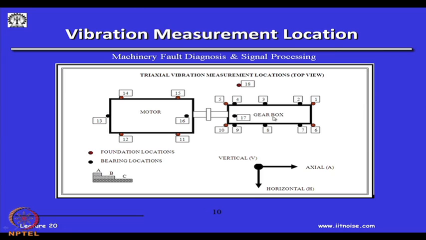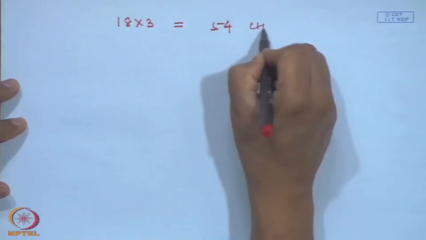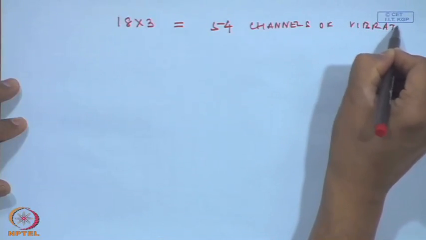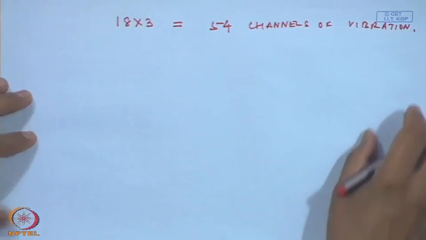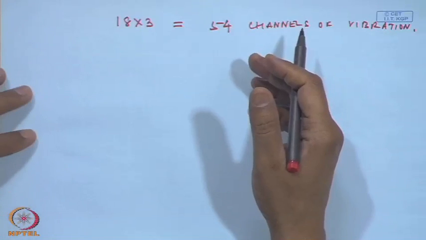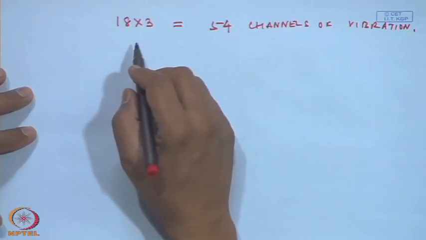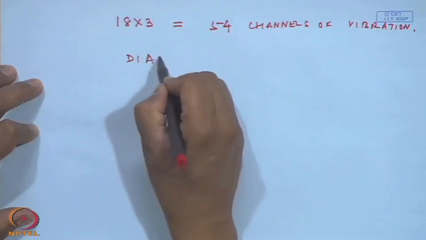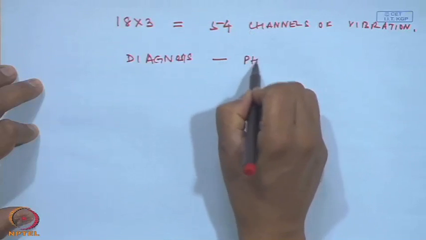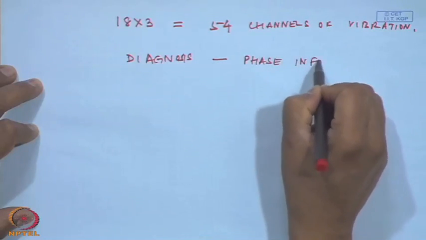So, you see, for vibration monitoring, if there are 18 locations and at every location I have 3 directions, 18 into 3 gives 54 channels of vibrations that are recorded. If I want to measure simultaneously, I need a system which will take in all these recordings together. That helps from a diagnosis point of view, because if they are measured simultaneously, I get the phase information, the relative phase between these signals.